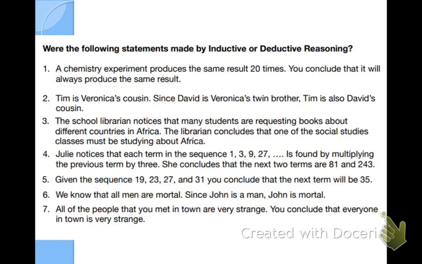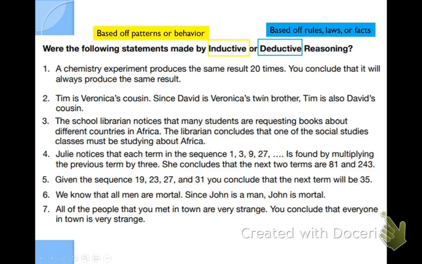This next section, I just want you to write inductive or deductive. You can write IND or DED. Inductive, remember, is based off patterns of behavior, and deductive based off of rules, laws, or facts. Number 1, a chemistry experiment produces the same result 20 times. You conclude that it will always produce the same result. That's inductive because you're observing a pattern. You see that it produces the same result, so you make a conclusion based on that.